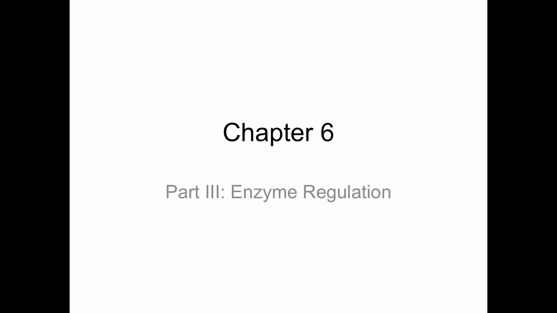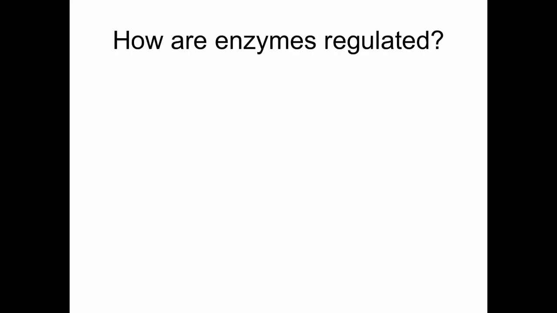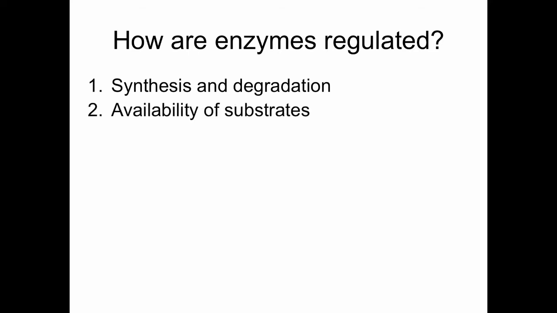This is Chapter 6, Part 3, which is on enzyme regulation. How are enzymes regulated? There are many ways, including the synthesis and degradation of enzymes. There is the availability of substrates. So if there's more substrate around, the enzyme is more active. If there is less substrate around, the enzyme is less active.